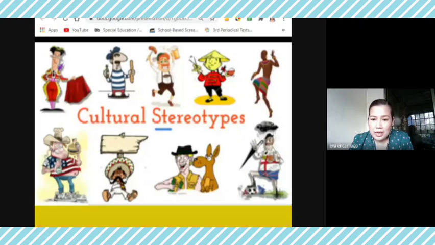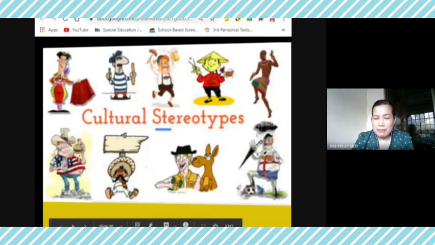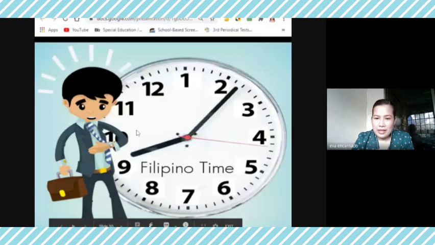And the last one, meron tayo 3 kinds. The gender stereotype, the age stereotype, and cultural stereotypes. What is cultural stereotype? We Filipinos are known to be late all the time.